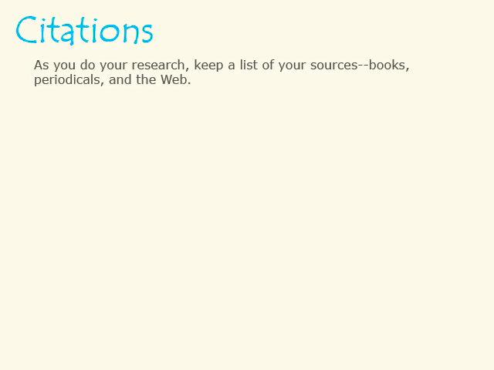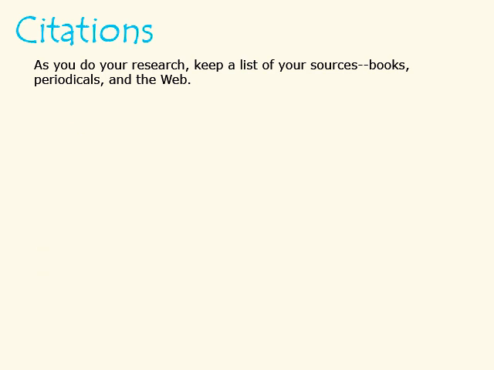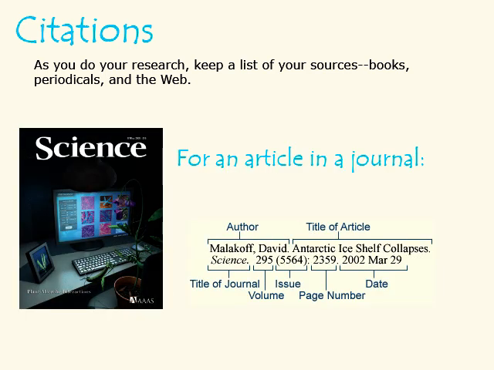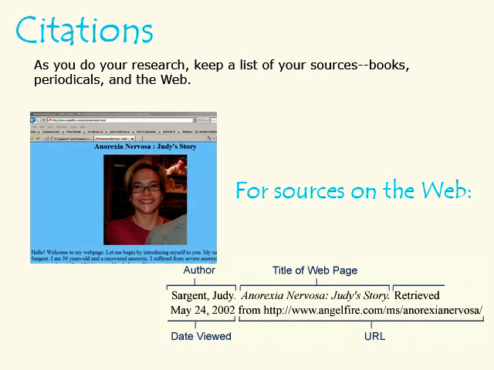Citations. As you do your research, keep a list of sources from books, periodicals, and the web. For books, you'll need the author, title, and place and date of publication. For journal articles, you'll need author, title of the article, title of the journal, as well as its volume and issue number, and the page numbers of articles and the journal's publication date. For websites, you need the author, title of the web page, the date viewed, and possibly the URL.